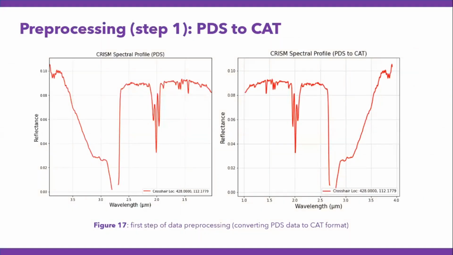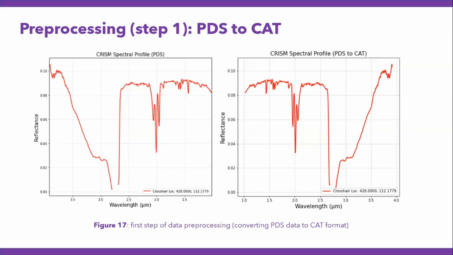So we get into the pre-processing walkthrough. The first step is converting the PDS data to CAT format. The Planetary Data System data comes, as I said before, compressed and extracted into a linear directory. So we need to convert this with the tool that I showed you before, called CAT.